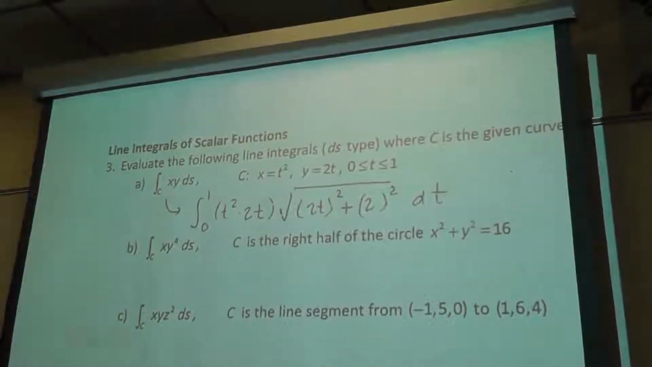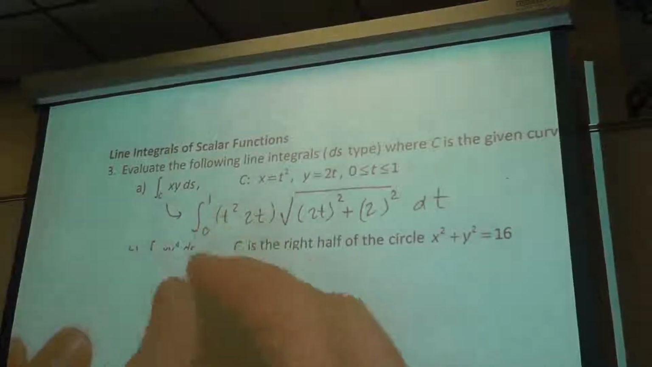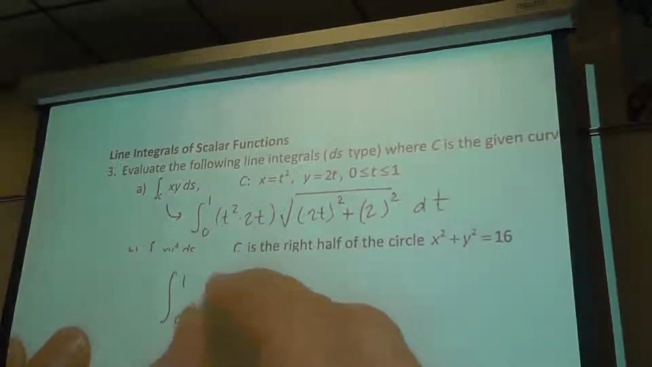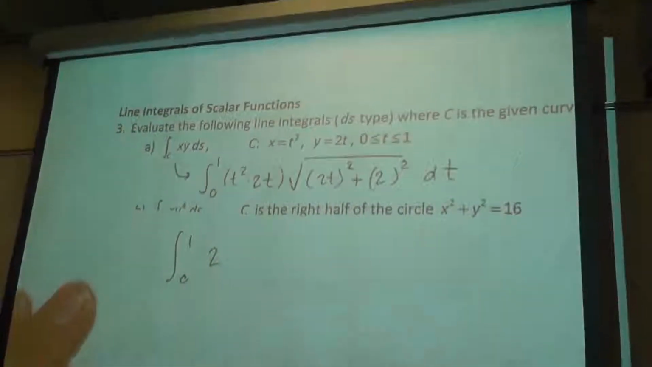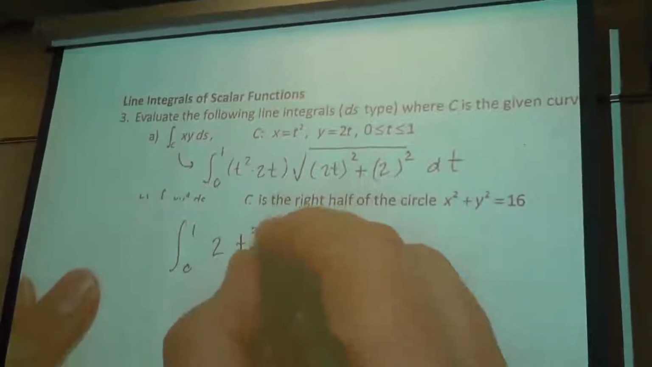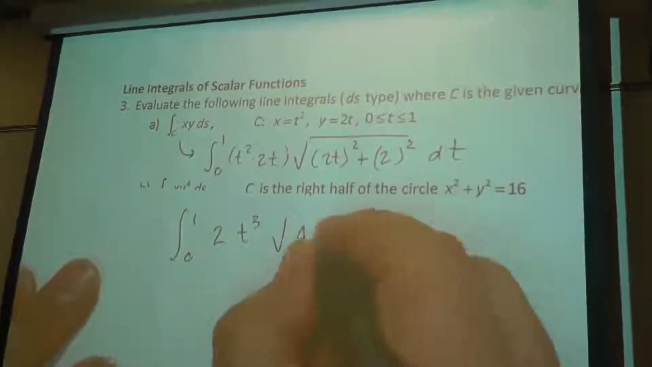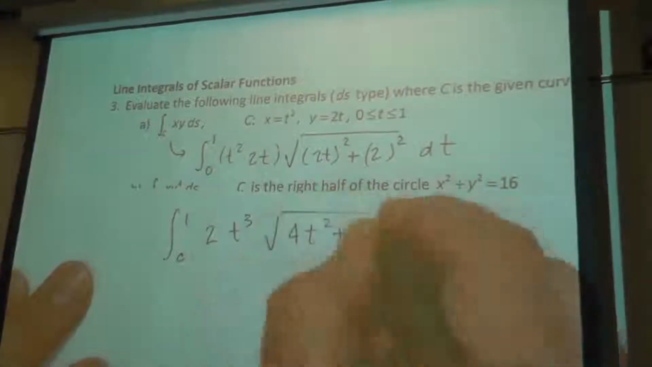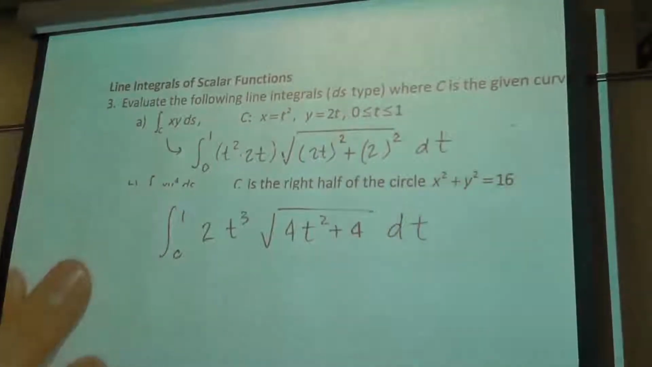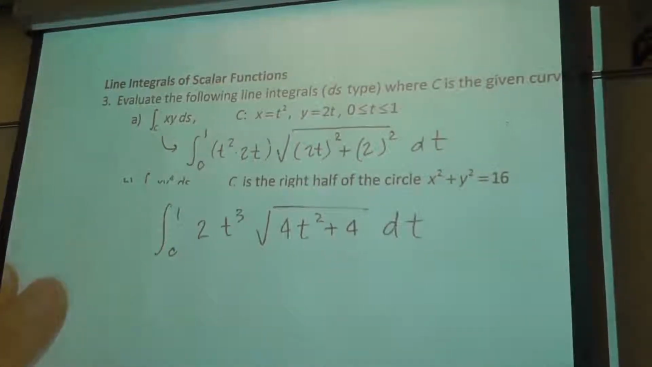You said x was t. Yes. You put it in terms of t. Yeah, you've got 2t to the third, square root of 4t squared plus 4. And so, if you notice it and you want to take the liberty, you can factor the 4 out of the radical if you so choose.